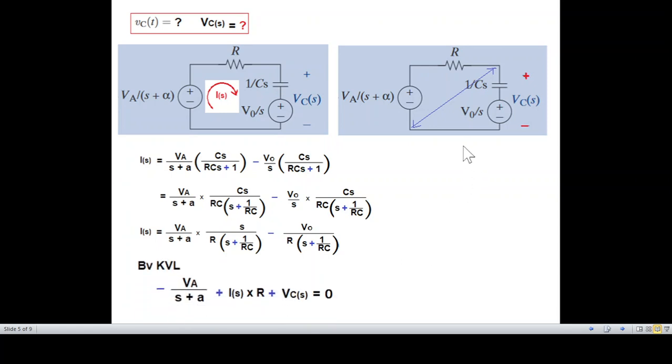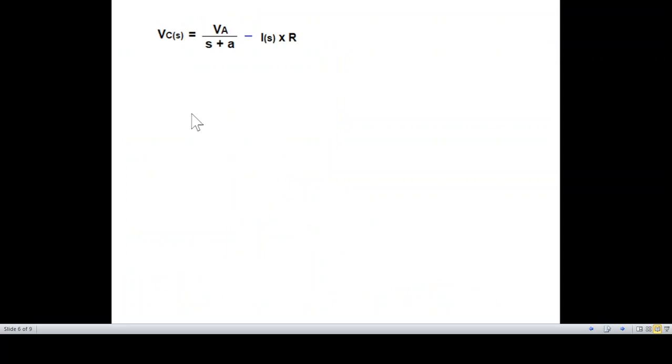And now we have found IS. We'll now try to find this voltage. Again, we'll use KVL, but for this portion, we'll write VC(s). So the same equation minus this one: IS into R plus VC(s). That means VC(s) will be equal to, these two moving to the right-hand side, VA over S plus A minus IS into R. So we have found VC(s) in this form.